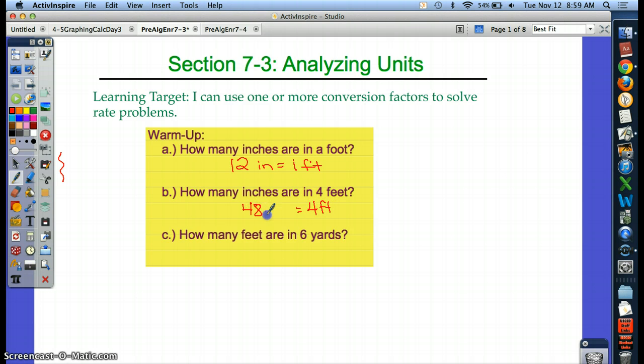And then the last one, how many feet are in 6 yards? Think about it, 3 feet are in 1 yard. So to find how many are in 6 yards, you just multiply by 6. There's 18 feet in 6 yards. So these were easy measurements, but sometimes the measurements aren't as easy or the numbers don't work out as pretty. You need to understand how conversions work and how to show your work to do these problems.